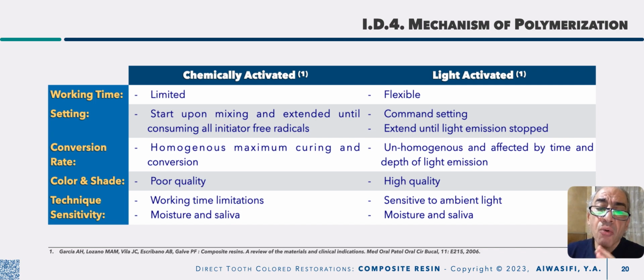While the light activated system has a flexible working time because it will not start its setting reaction unless you emit the required light activation from the device. That's why it is considered as having extended working time and command setting. But this affects the conversion rate, as it is considered as having unhomogeneous or heterogeneous conversion or polymerization, as its polymerization and conversion is affected by the light emission, the time of light emission, and the thickness of the material.